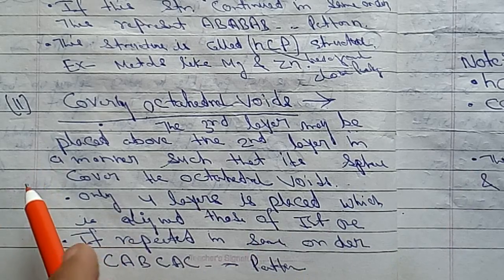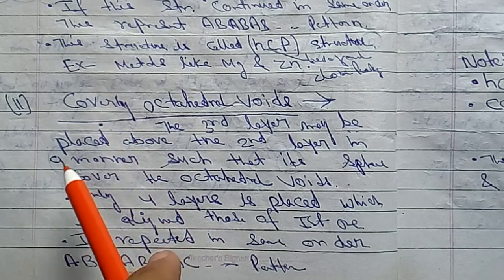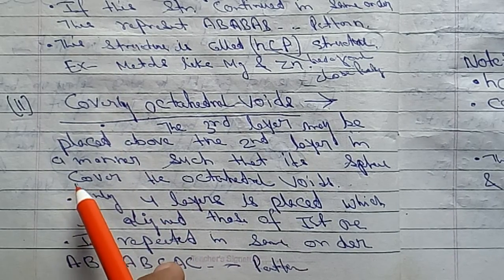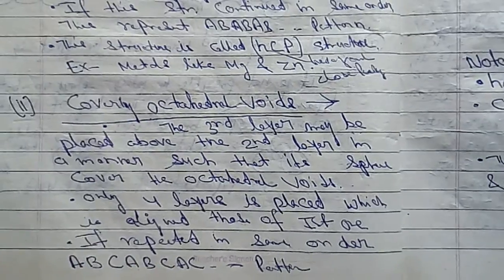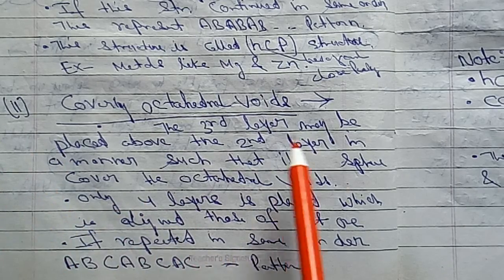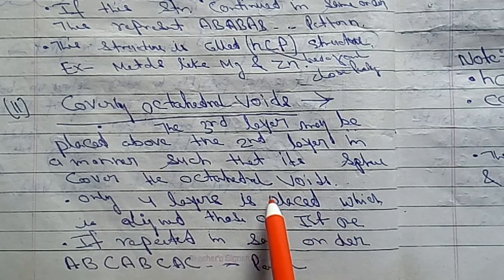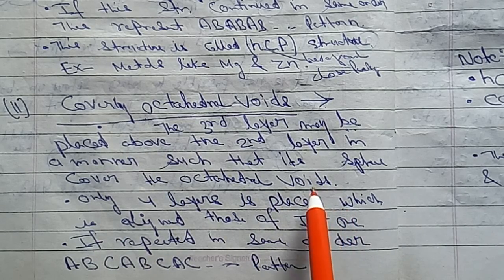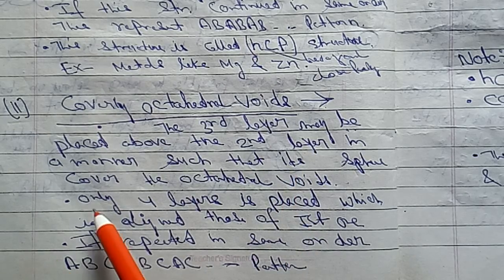Now coming to covering the octahedral void. So what is an octahedral void? Tetra means 4, octa means 8. But as we say octa, in fact that is the hexagonal void only, but the name given is octa. So let's see, the third layer may be placed over the second layer in a manner such that its spheres cover the octahedral void. Unlike the tetrahedral void, which gives hexagonal close packed, now it is covering six atoms forming the void. So that is called octahedral void.